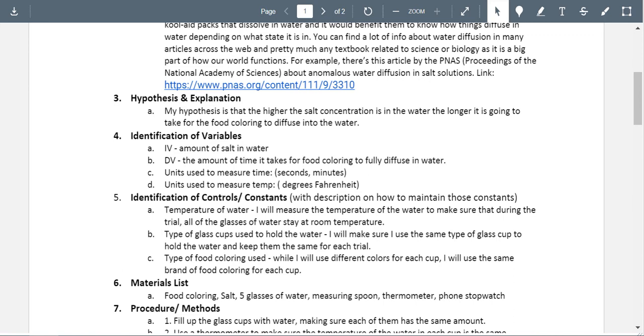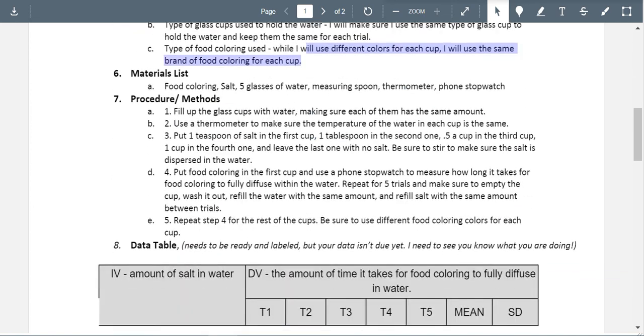Surely temperature of the water, absolutely that needs to maintain control. The type of glass cups used to hold the water, absolutely, you're right, that will probably have some effect. And the type of food coloring, you're probably going to want to use the same brand. I would use the same batch of food coloring for all of your experiments, or mix them all together ahead of time or something like that, okay? So, again, make sure you do that there.